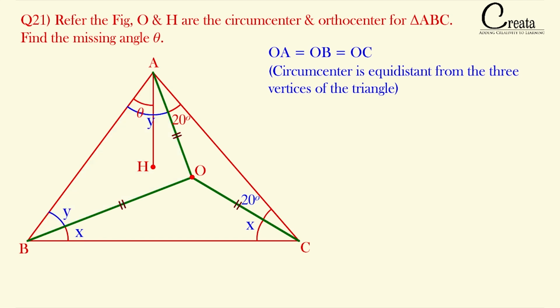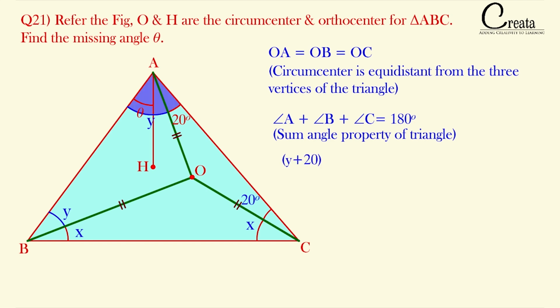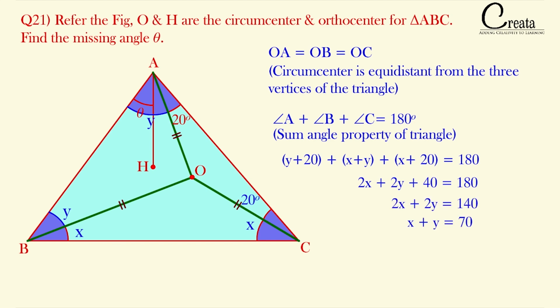Moving further, for this triangle ABC, we know the angle sum property of the triangle, that is, the sum of the three angles of a triangle is equal to 180 degrees. So angle A plus angle B plus angle C will be equal to 180 degrees. Here angle A is Y plus 20 degrees, angle B is X plus Y, and angle C is X plus 20 degrees. On putting the values and solving, we got angle X plus Y is equal to 70 degrees. Got it?